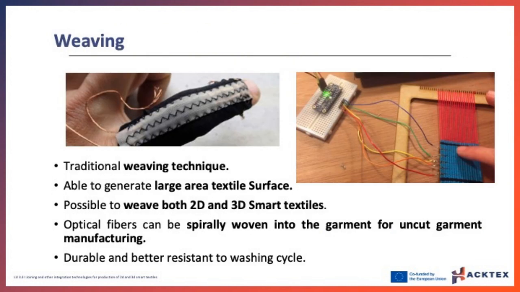Weaving is a traditional textile technique that involves interlacing yarns or threads to create a fabric. In the context of smart textiles, weaving can be utilized to integrate electronic components, sensors, and conductive materials directly into the fabric structure, resulting in functional and interactive textile systems. The weaving technique can generate large area textile surfaces both in 2D and 3D weaving. Weaving techniques can be used to develop uncut garments. Smart textiles developed through weaving methods are often durable and maintain better resistance to washing cycles.